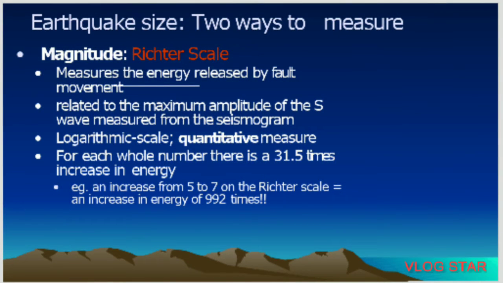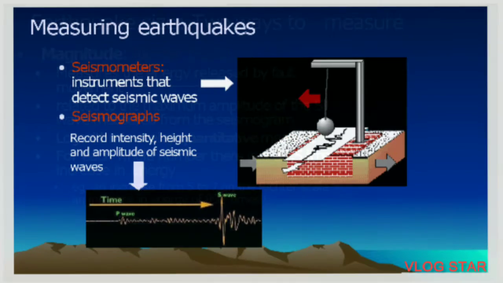Two ways to measure an earthquake's size. Magnitude, the Richter scale, measures the energy released by fault movement, related to the maximum amplitude of the wave measured from the seismogram. It is a logarithmic scale and a quantitative measure. For each whole number, there is about a 31.5 times increase in energy. For example, an increase from 5 to 7 on the Richter scale is an increase in energy of about 992 times.